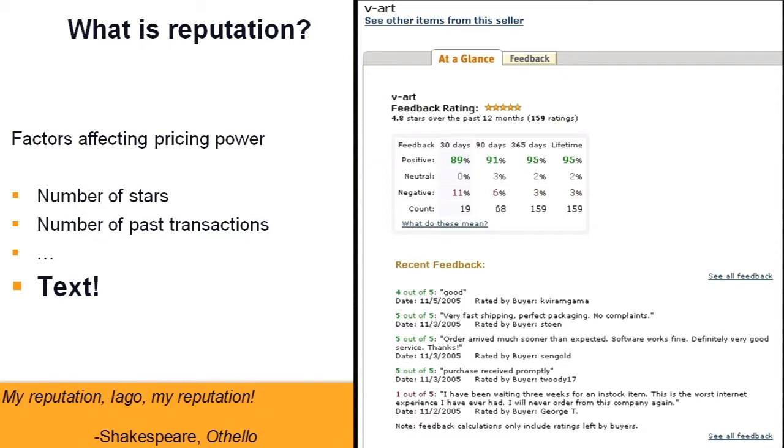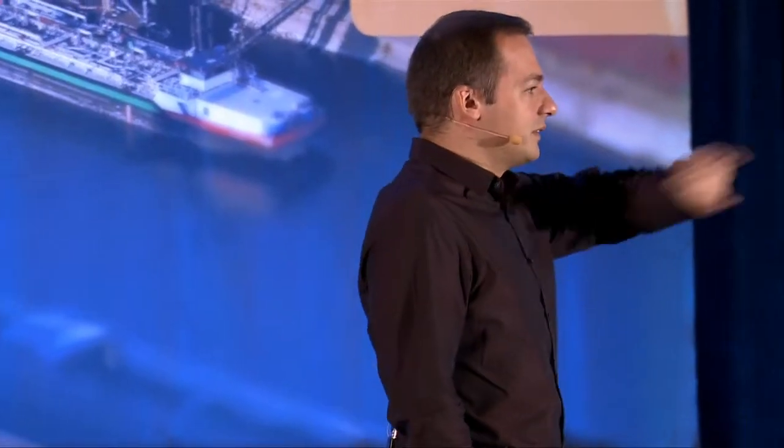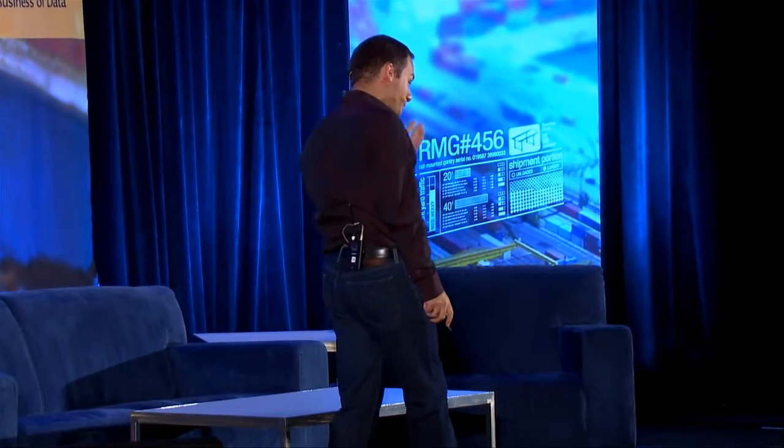But we said, okay, reputation is not something monolithic. It's not something that can be counted, like good reputation or bad reputation. People actually have reputation across multiple dimensions. Some of them are very good at handling refunds. Some of them are very good at shipping very quickly. Some of them have a reputation of having good prices.